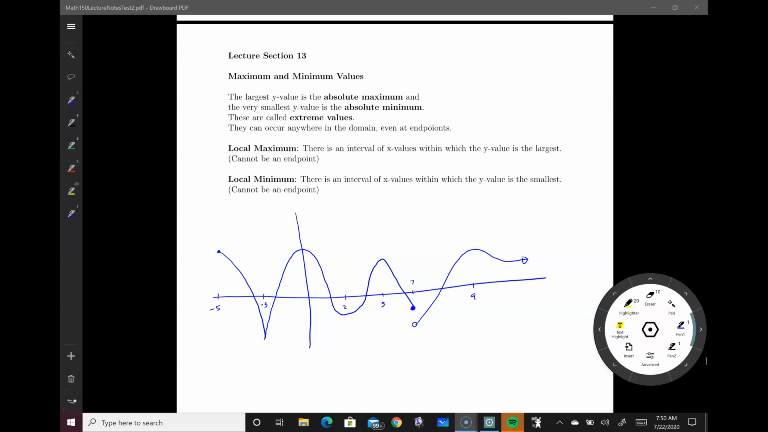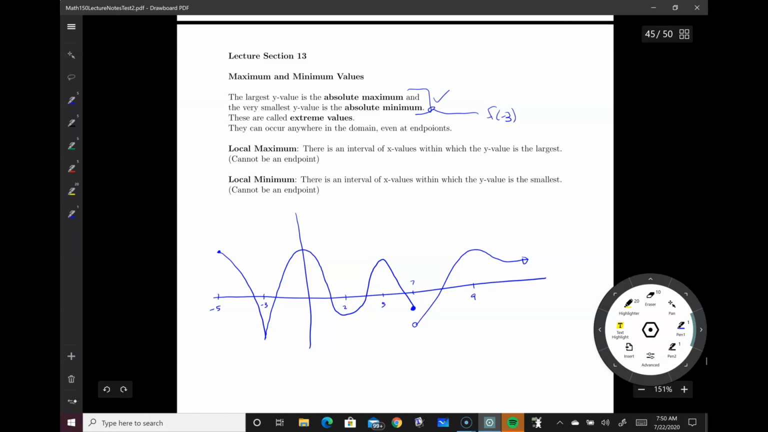All right, so I've drawn a graph here, so you can jot that down on your paper if you'd like. We're going to be talking about the absolute max and absolute min. These two things you already know: the very, very highest, the very, very lowest y value. The absolute min on this graph would be at f of -3.